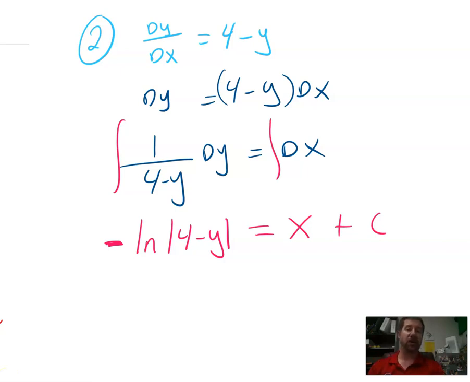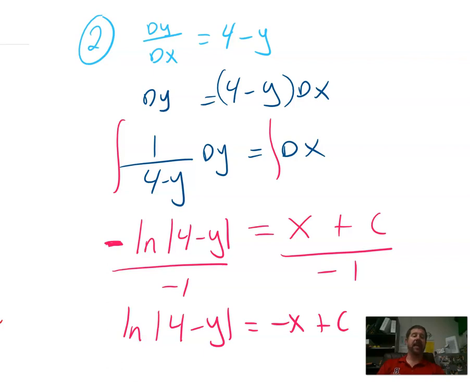Now we need to solve for y. Before I do this, I want to get rid of that negative. So I'm going to divide both sides by negative 1, which would give me ln of 4 minus y equals negative x. Again, c is just some constant. We don't know if it's positive or negative. So that always stays plus c.